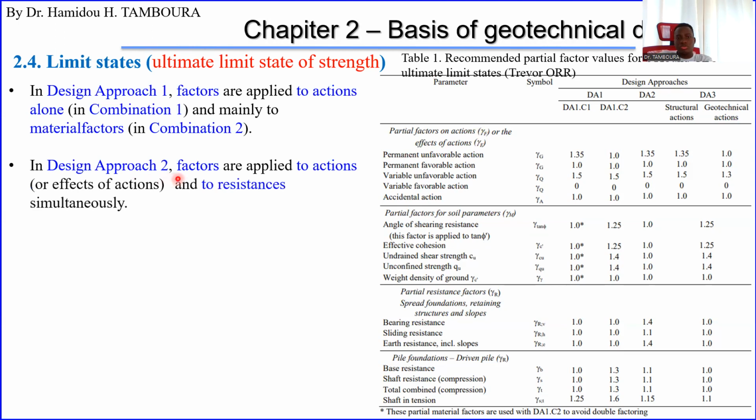In design approach 2, the factors are applied to the action or effect of action and to the resistance at the same time. We apply the partial factor on both.